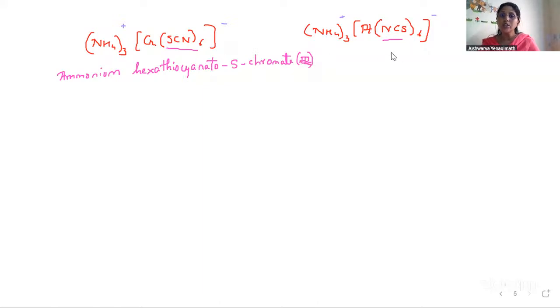Okay. Coming to this point, what is the name? See, this is ammonium. Ammonium. The positive ion is written first. Hexa isothiocyaneto.